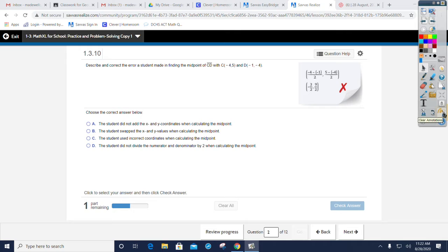All right, next one says, describe the error that the student made trying to find the midpoint of CD. Well, you should be able to see that real quick, like right here. Remember, the formula for midpoint is x1 plus x2 divided by 2, y1 plus y2 divided by 2, not minus. Those have minuses in there.